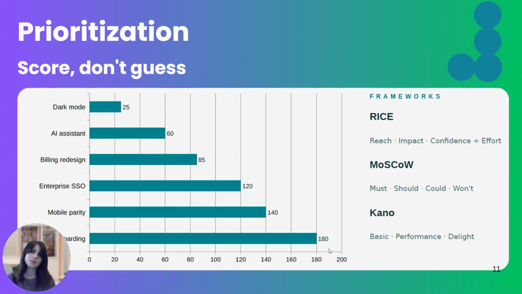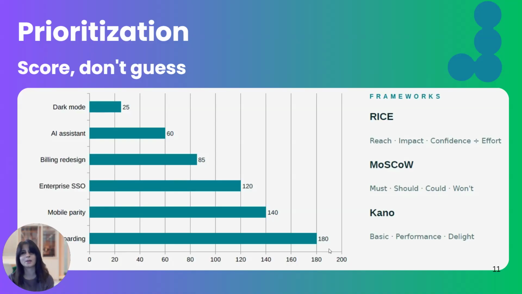So the prioritization would be about scoring and following different frameworks. The frameworks would be RICE, MoSCoW, and Kano. The RICE framework would be about how you build the reach, impact, confidence, and effort.